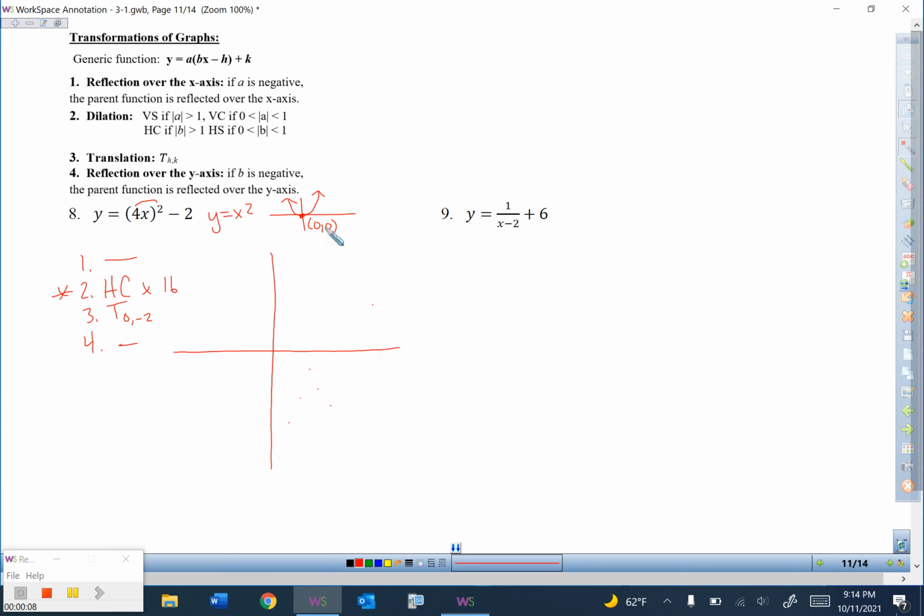We're starting with 0, 0 again, running it through our steps. Horizontally compressing doesn't do anything to the number 0, but we do have to go down 2. Go ahead and label that for me, and then we'll talk about shape.